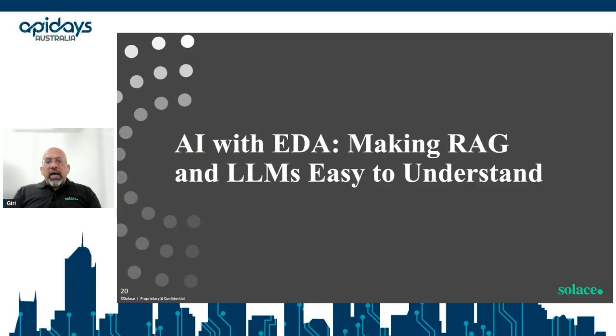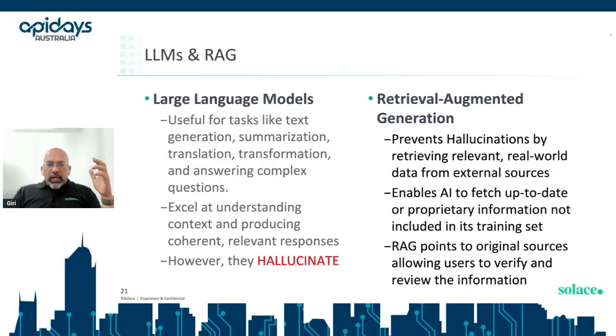Let's take a look at AI with EDA in terms of making the RAG and LLMs easy to understand and work with. Okay, LLMs have been around for a while now, and they're useful for tasks like text generation, summarization, and so on. They excel at understanding the context and producing coherent, relevant responses. However, the biggest problem is hallucination, right?